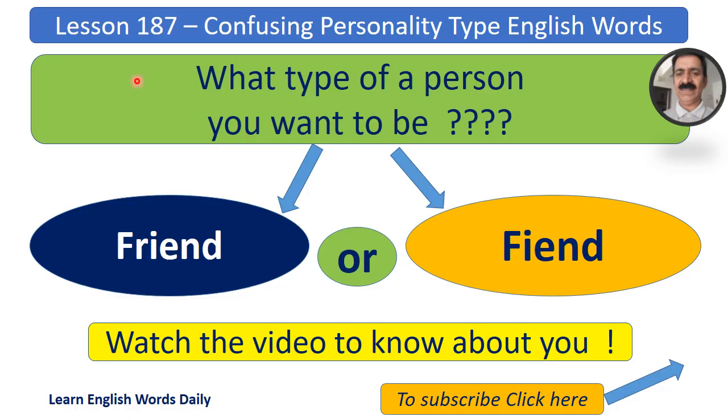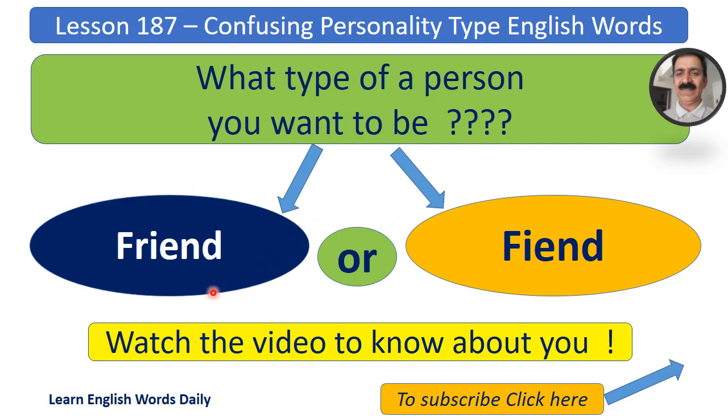My dear friends, I welcome you all to lesson 187 of today's video. In this lesson, let us try to explore two highly confusing personality type English words. What type of a person you want to be? Don't get shocked, dear friends. Yes, please look at the following two words.